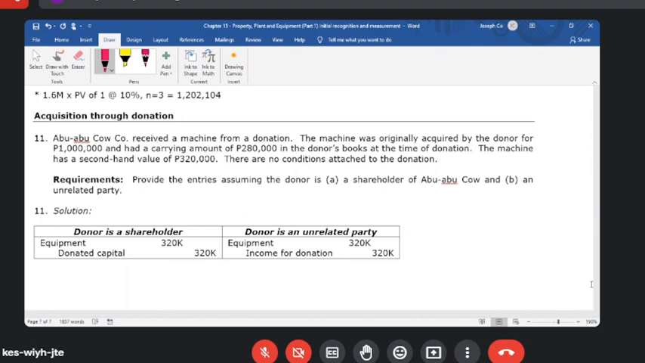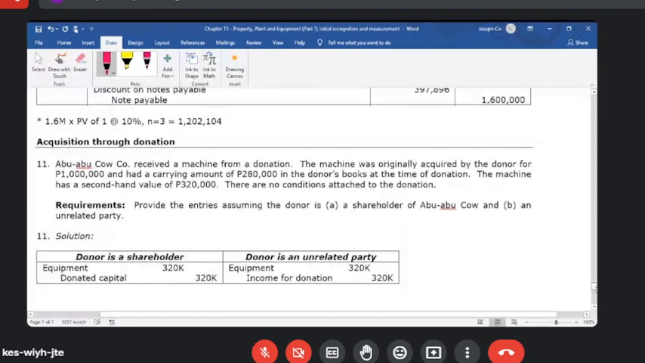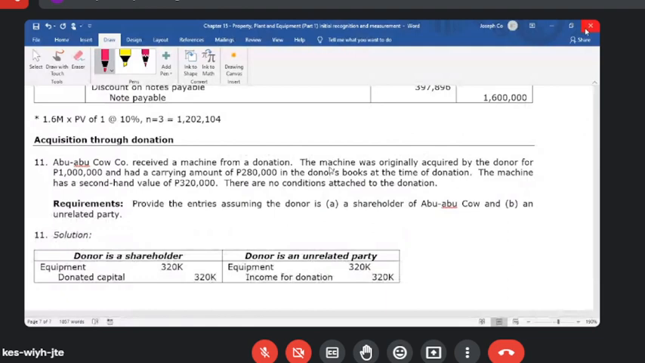Pag shareholders, we credit donated capital. Pag hindi siya shareholder, credit income from donation if there is no condition attached. That's it now for chapter 15. Okay, next. For chapter 16, no? Again, PPE pa rin, no?